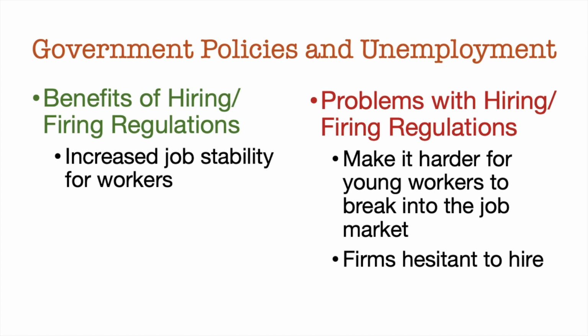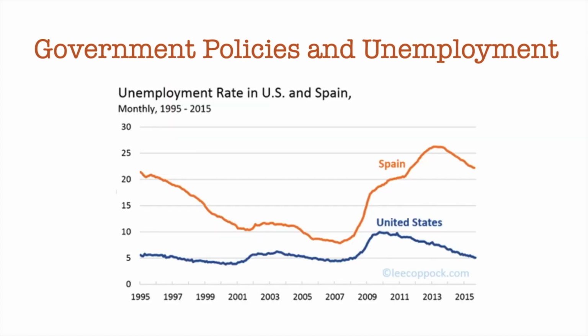All right, so here to kind of show you the impact that policy can have on the frictional unemployment and therefore the overall rate of unemployment in two different countries, I have two countries' unemployment rates over time, the United States in blue and then Spain here in orange. So you can see that Spain's unemployment rate is much, much higher than the United States. And one of the reasons is because they have some of those really strict hiring and firing regulations.